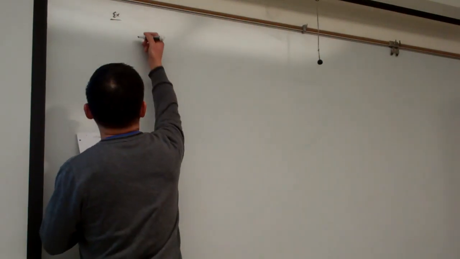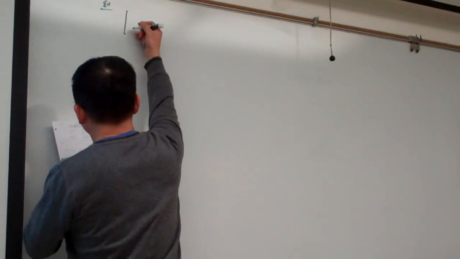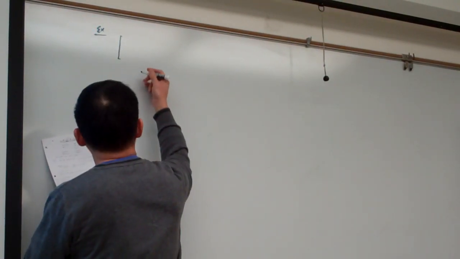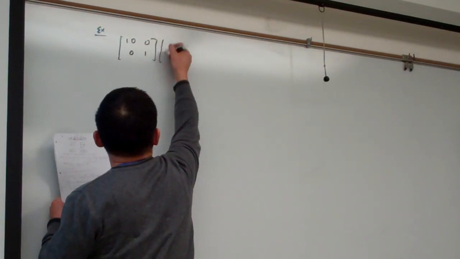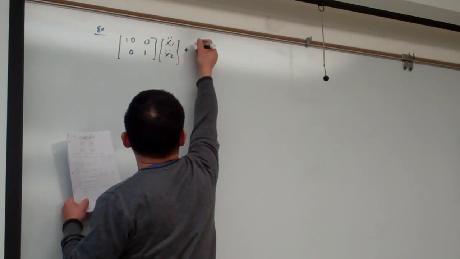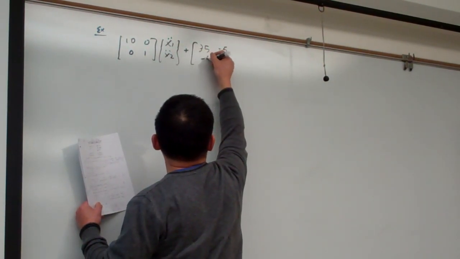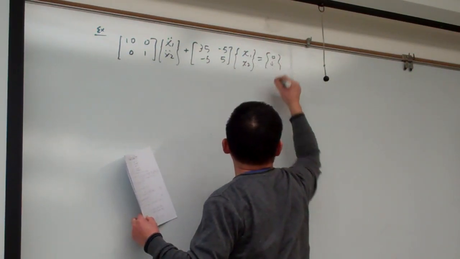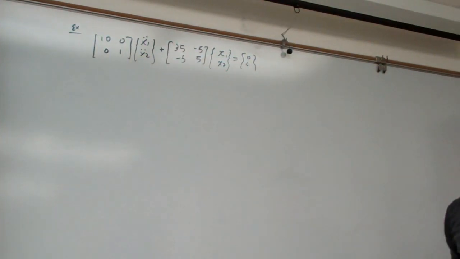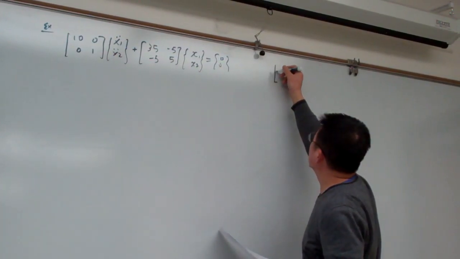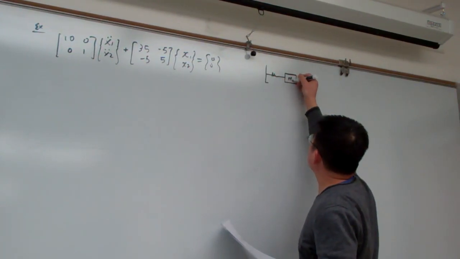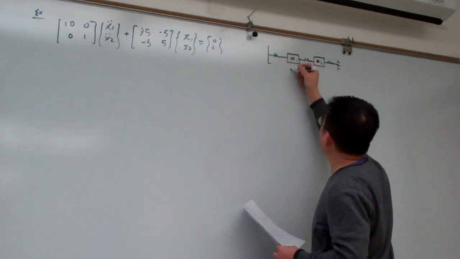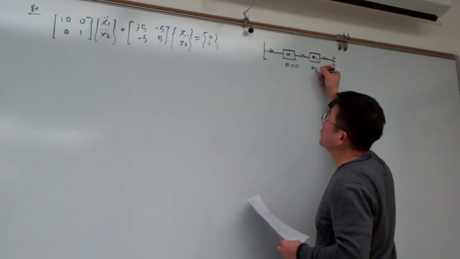We consider this example: the matrix [10, 0; 0, 1] times x1 double dot, x2 double dot, plus [35, -5; -5, 5] times x1, x2, equal to 0, 0. Basically, this is the equation of motion of such a system. Let me draw it here. M1 equals 10 and M2 equals 1.